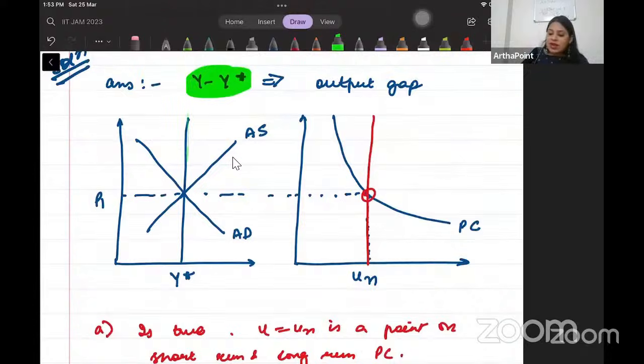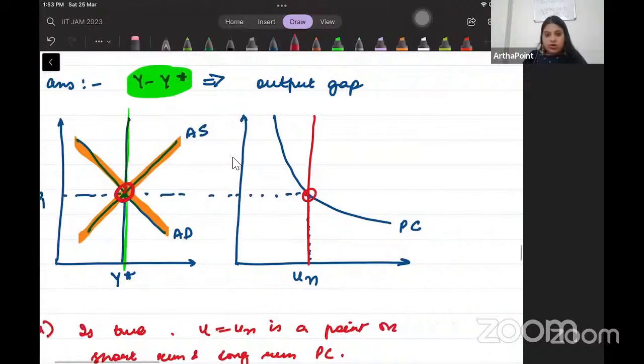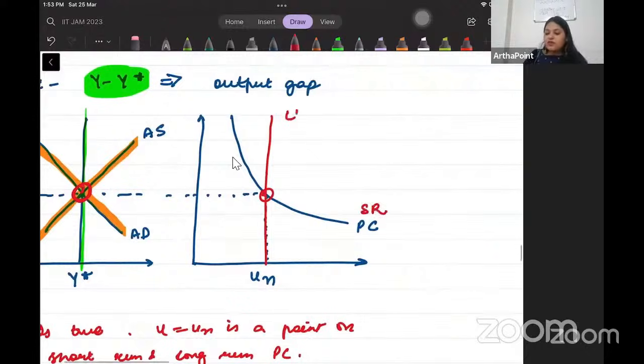So in the long run, my AS curve is vertical. I have this as my AD curve and this as my short run AS curve. In the long run, where the short run AD and AS meet, it is equal to where the long run AS meets. So in the long run, your short run Phillips curve and long run Phillips curve also meet. The long run Phillips curve is vertical at the natural level of unemployment. And the short run Phillips curve is, of course, downward sloping.